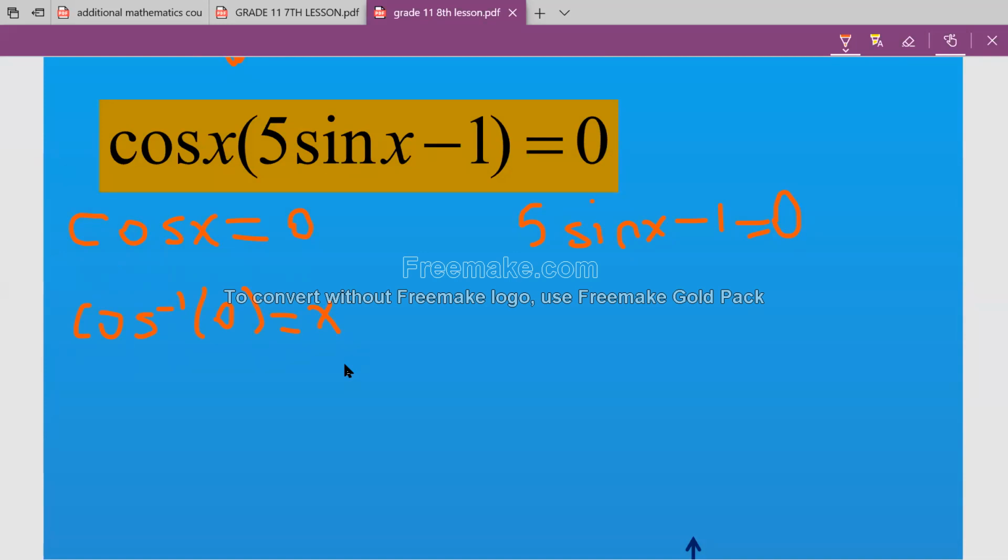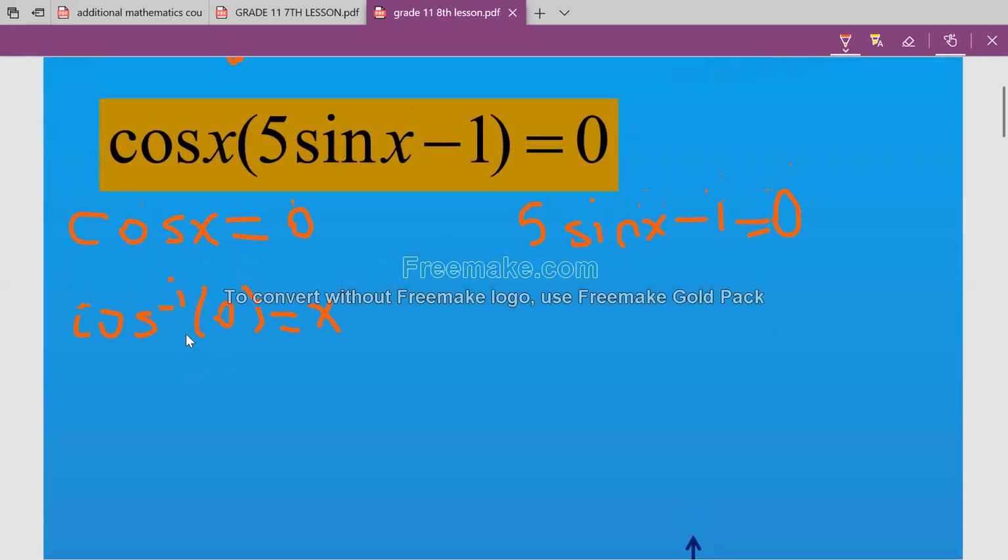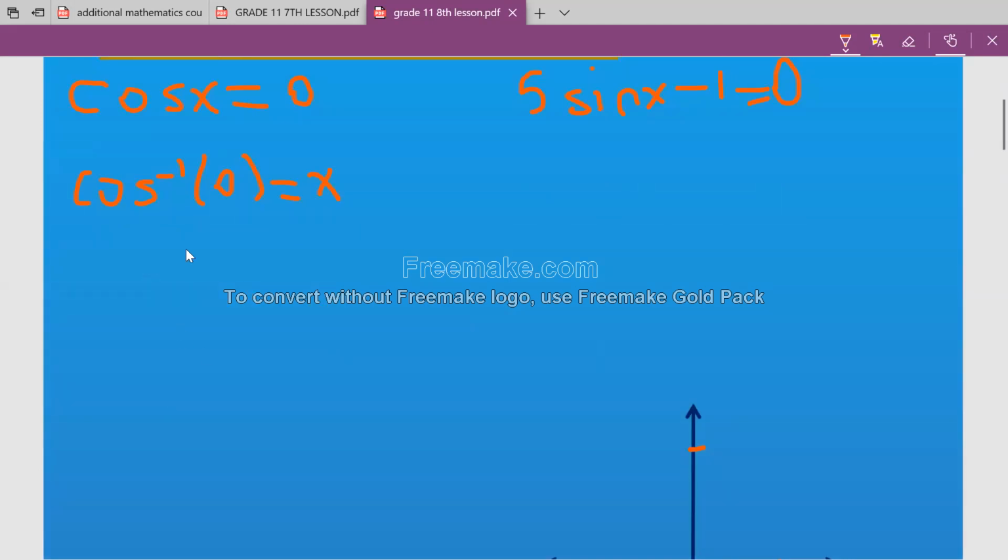In which values do we have cosine x equal to 0? Even when you check your quadrant, do you remember from unit circle? So cosine values are x values. How do we find inverse cosine of 0? 90 degrees, isn't it? Cosine of 90 degrees is 0. So inverse cosine of 0 equals 90 degrees.